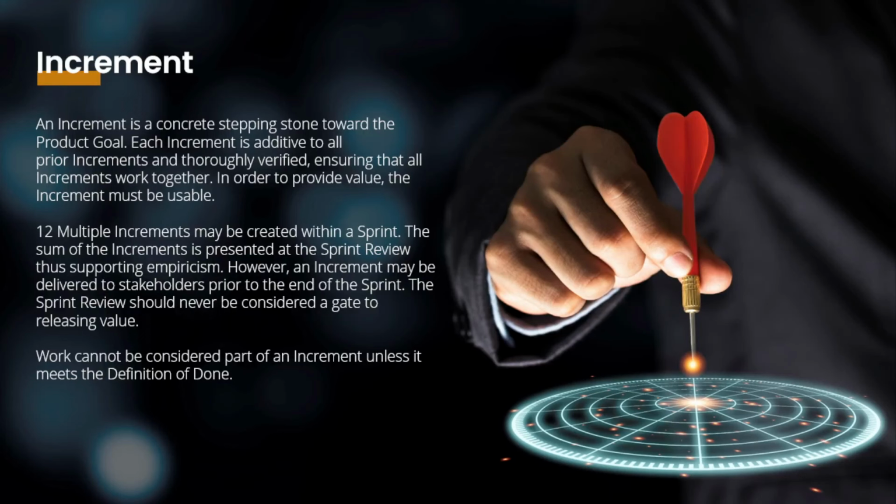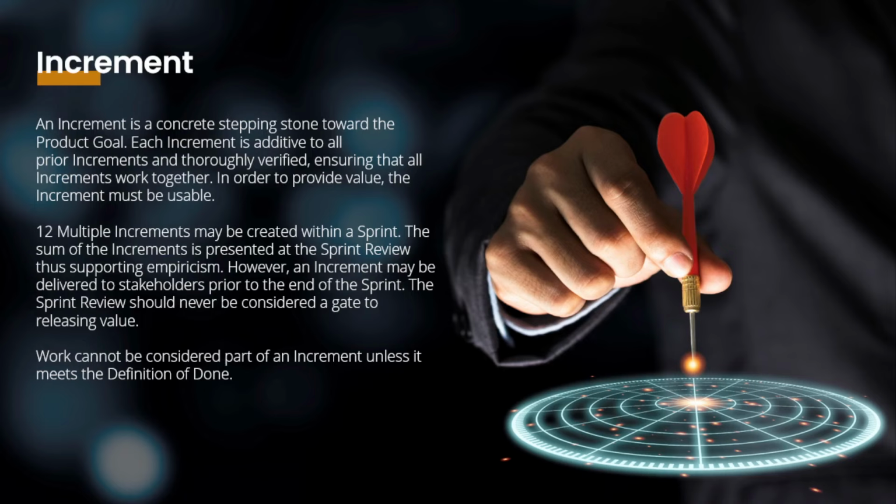Increment. An increment is a concrete stepping stone toward the product goal. Each increment is additive to all prior increments and thoroughly verified, ensuring that all increments work together. In order to provide value, the increment must be usable. Multiple increments may be created within a sprint. The sum of the increments is presented at the sprint review, thus supporting empiricism.